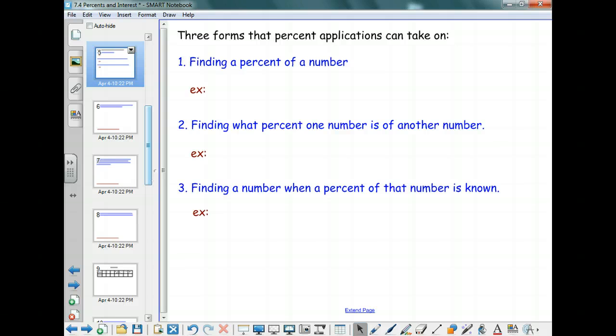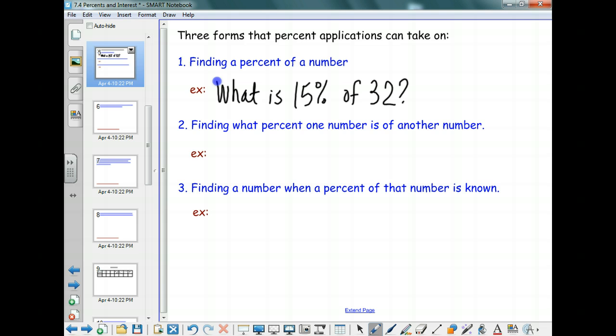So the first is finding a percent of a number. A problem like that might look something like this: What is 15% of 32? So they're asking you to find a percent of a given number. What is 15% of 32? I'm going to show you the methods for dealing with these in a minute. I'm just showing you which cases we're going to deal with right now.